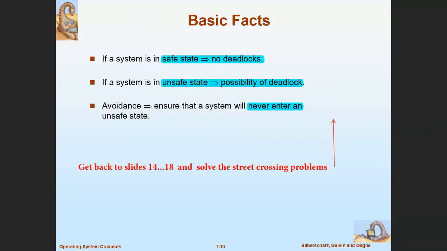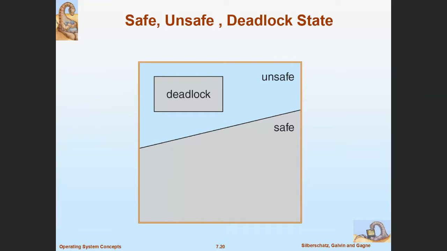After having this information, you can get back to slide 1418, create the models and find out what is possible to do to avoid and to recover from the deadlock. So graphically, we have two big states, unsafe and safe. In safe state, there is no possibility of deadlock. In unsafe, we may have, but we don't have to have the deadlock.